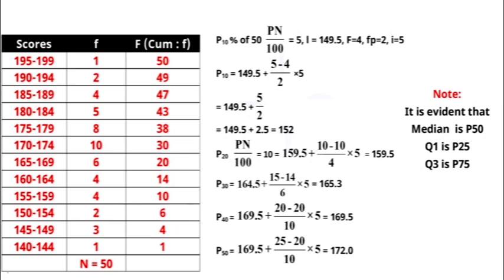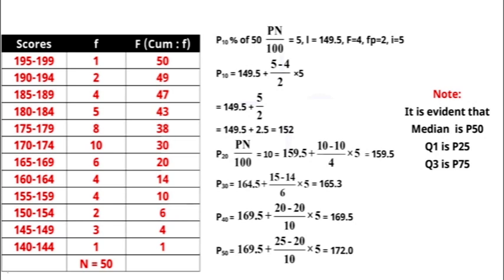Now, what was capital F? The sum of frequencies of all those class intervals which are less in value than the class interval in which Pn upon 100 is coming. Pn upon 100 is coming in this class interval, and the class intervals which are less in value are 140 to 144 and 145 to 149. So, the sum of these frequencies is 4. So, this value is 4.